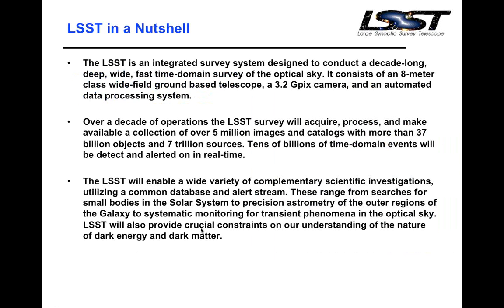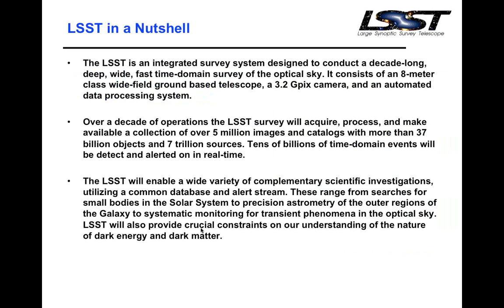And then a very extensive data processing system which is designed to accommodate the very large data volume that LSST will produce. So over the decade of operations, we'll acquire, process, and make available a collection of something like 5 million distinct images. And then, of course, we'll do the detection of objects in those images and produce catalogs. Those catalogs will include more than 37 billion distinct objects and something like 7 trillion sources, where a source is defined as an object that was there at some particular time.